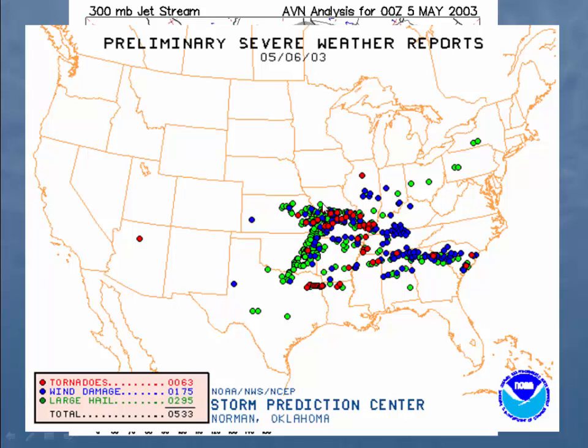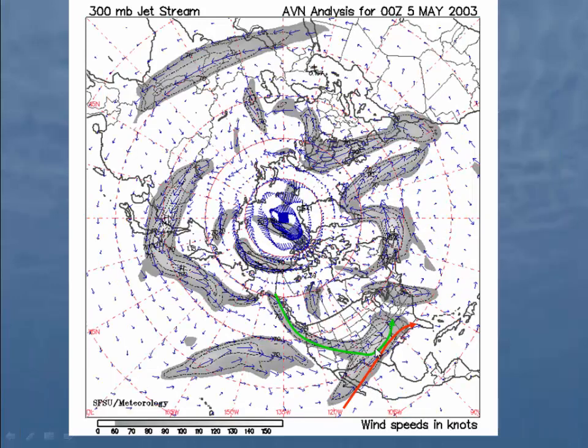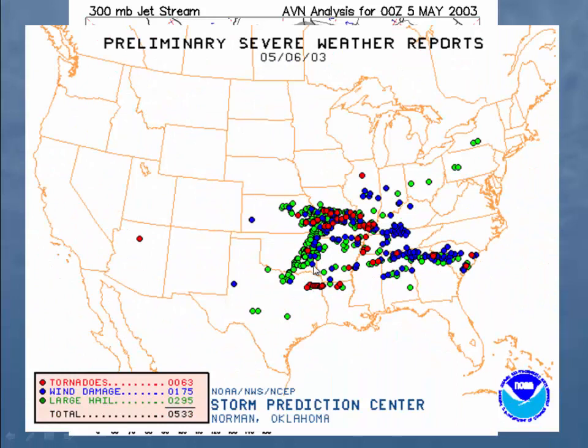We had 63 tornadoes, 175 wind reports, 295 reports of hail greater than 3/4 of an inch. And so you can see when those two jet streams merged, they provided a lot of upper level divergence, which caused very strong surface convergence, a very strong low pressure system at the surface, which ended up creating this very large outbreak of severe weather on the afternoon of May 4th, 5th, and then into the 6th even. So these jet streams can play a large role in extreme weather events as well.